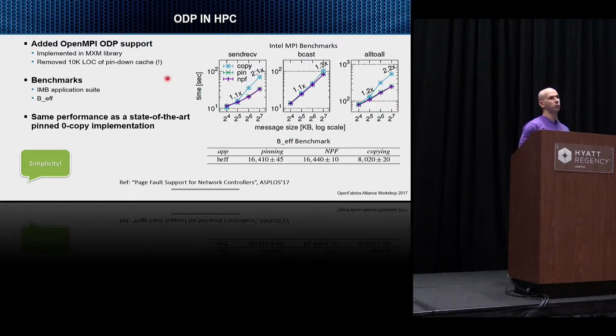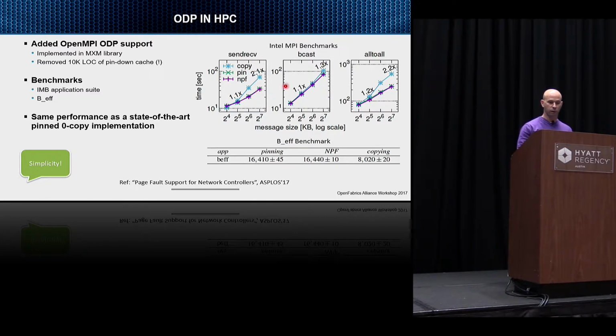So basically, we wanted to evaluate demand paging in 3 settings: in the HPC setting, in storage, and with TCP. So in the HPC setting, what we basically did is implement it in the MXM library. And while doing that, we just dumped over 10,000 lines of code of pin-down cache. And we tested this using 2 benchmarks, the Intel MPI benchmark suite and the effective bandwidth benchmark.